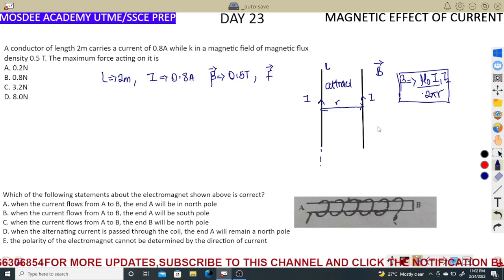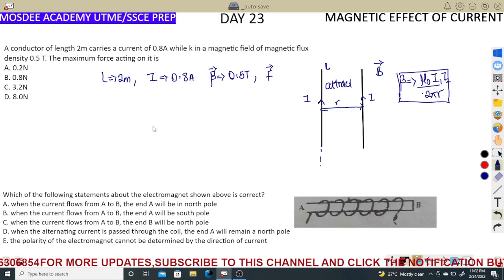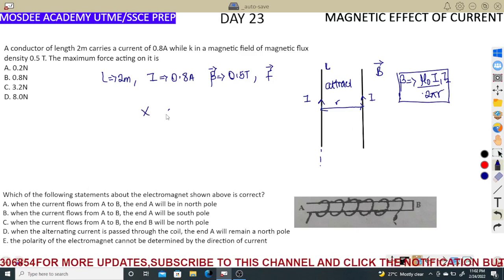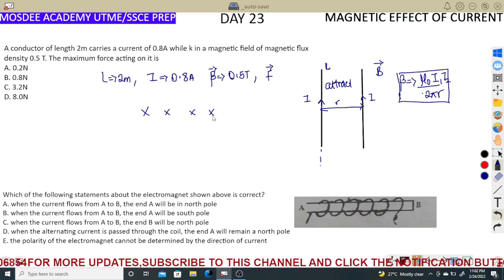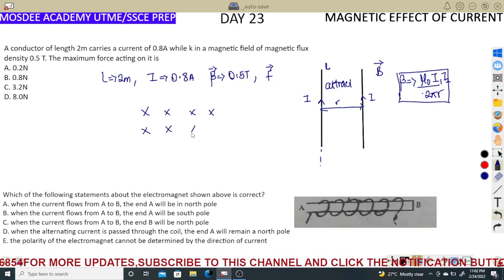So now, my point is, when the wire is carrying current in a magnetic field, we can talk about the magnetic field. If the direction of the field is inside, represent it by a star, like this, star.